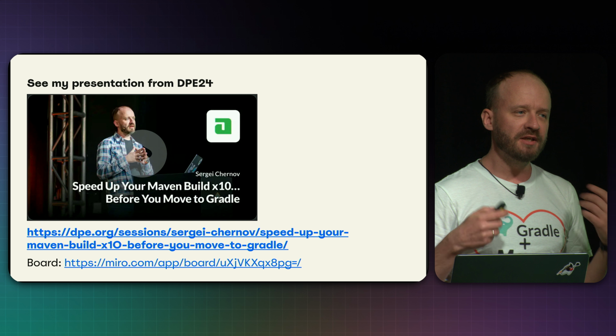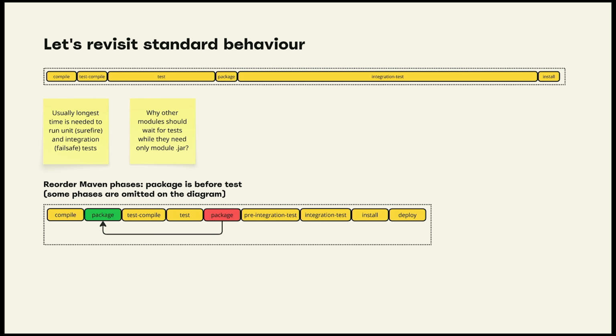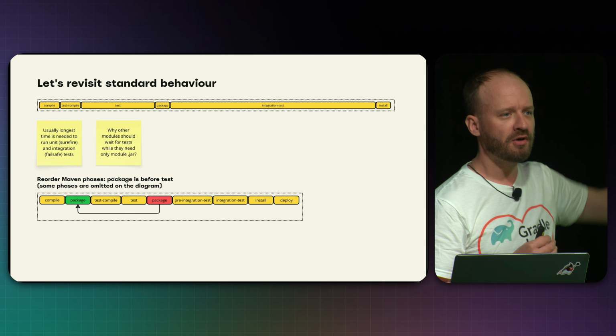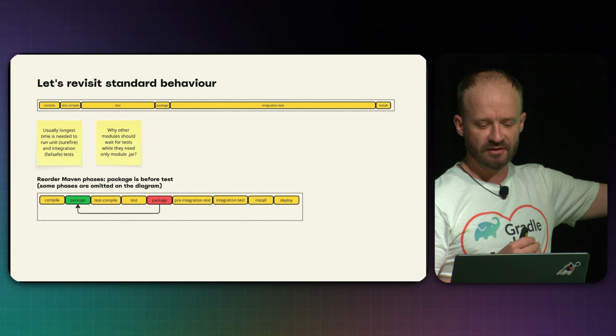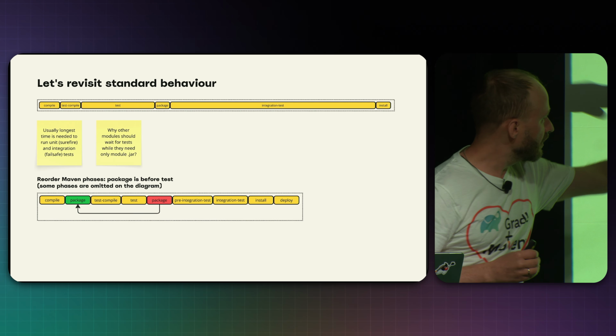Today, I don't want to repeat myself and want to go to the next chapter of this research. What I'd like to talk about is, let's revisit the standard behavior of Maven. So what can we do? Let's check the timeline of some particular module. Usually, running tests, and especially integration tests, takes much more time than compiling and compiling tests. So the idea is simple. By default, the package phase, which is responsible for assembling a jar from your compiled classes, goes right after tests. Let's move it before compiling tests, but after compiling.